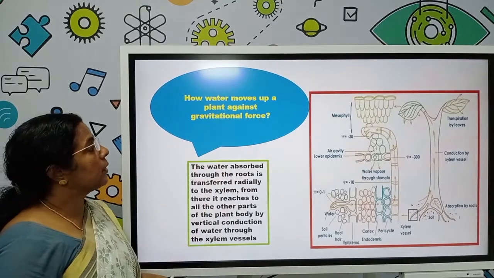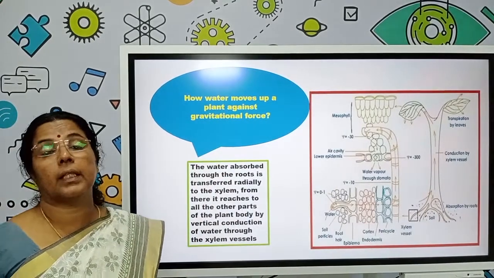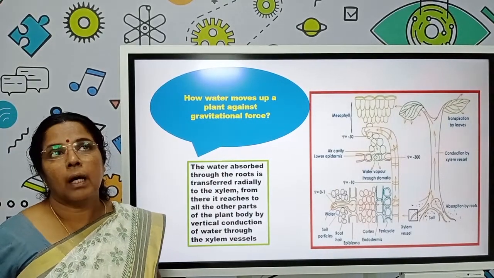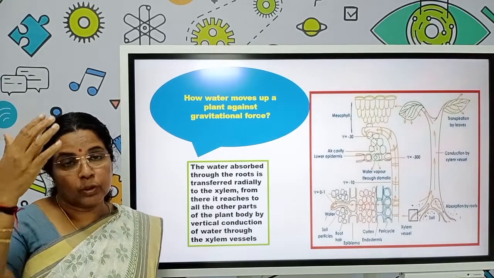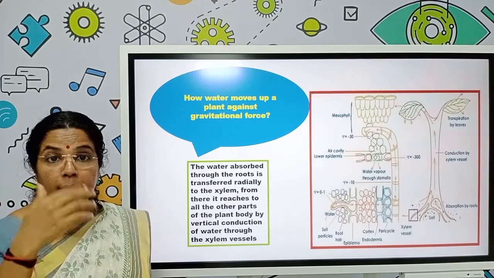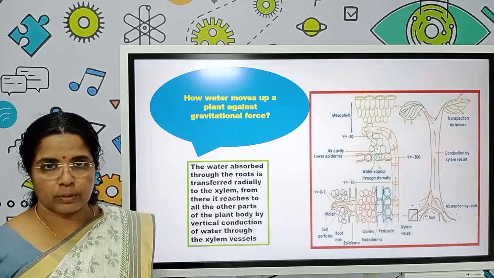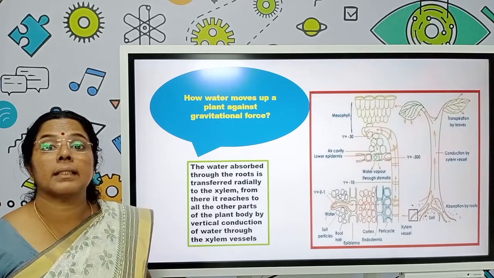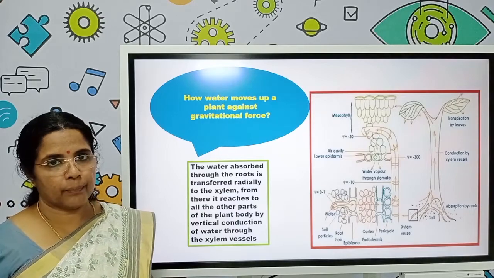How does water move up a plant against the gravitational force? We overthink that because water has to move to the tallest point of a tree, which is also against gravitational force. How does that water reach the tallest point? That is what we are going to discuss.